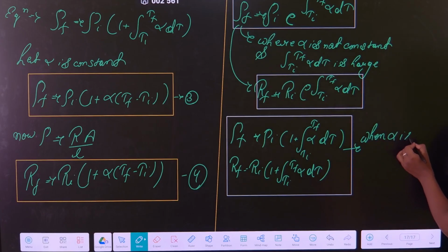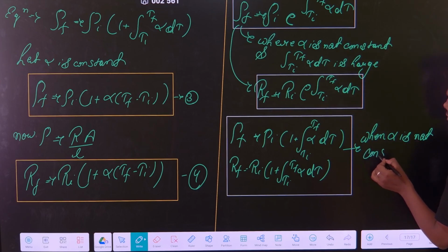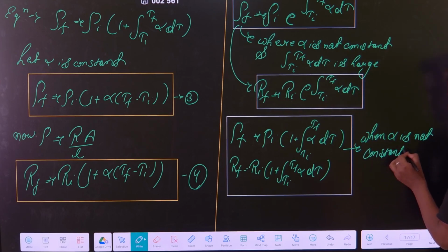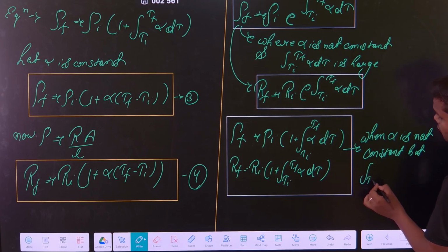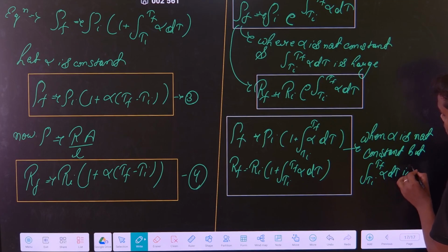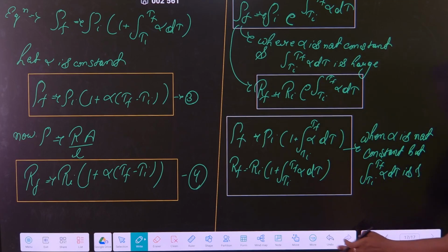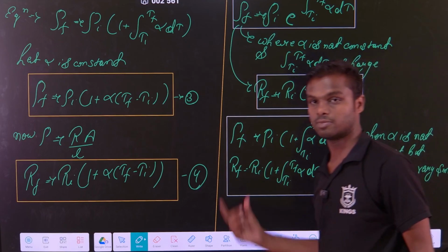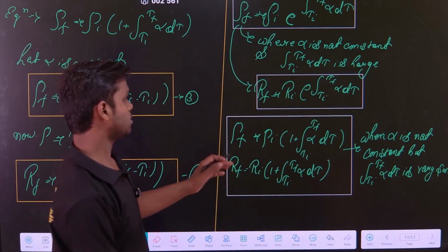my alpha is not constant, but the integration of alpha dt from Ti to Tf is small, because we have neglected the higher order terms. It's very small. Then only we got this formula. That means this thing has to be very small.